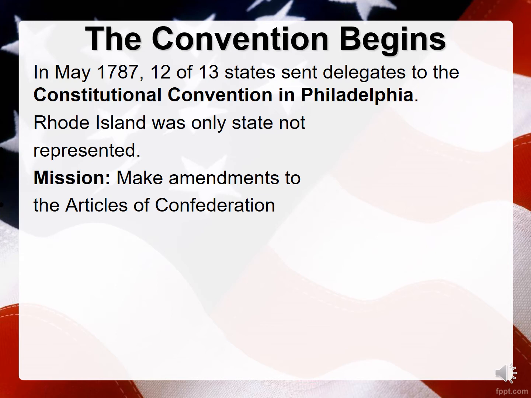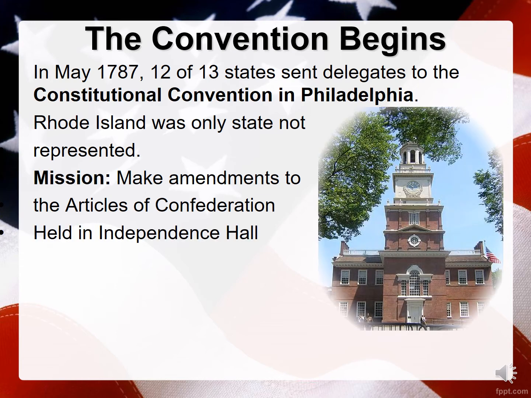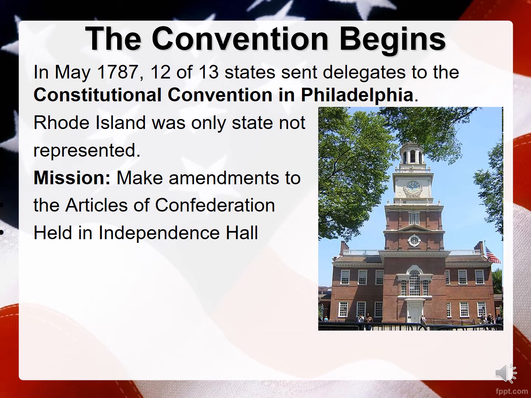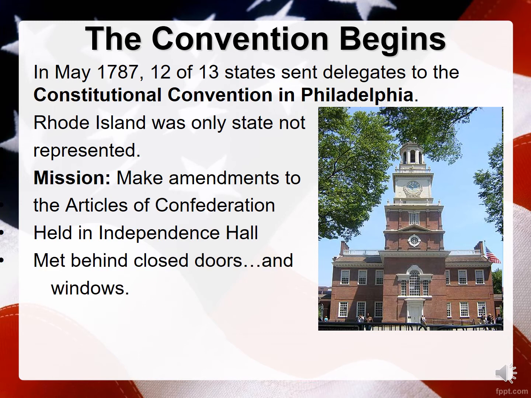Now, the mission of this convention was to make amendments to the Articles of Confederation, and they met in Independence Hall. As a matter of fact, you can go to Independence Hall today. Right there within distance to touch is the Liberty Bell, and it's a great place to go if you get a chance to. Now, the delegates all met behind closed doors and windows. Now, you can imagine May in Philadelphia. It was hot, and in 1787 there was no air conditioning, so you can imagine how uncomfortable it was.